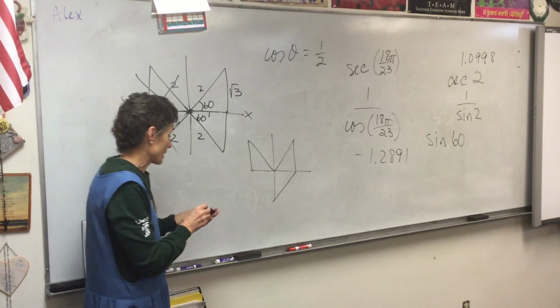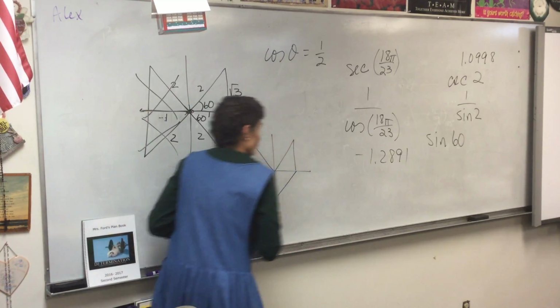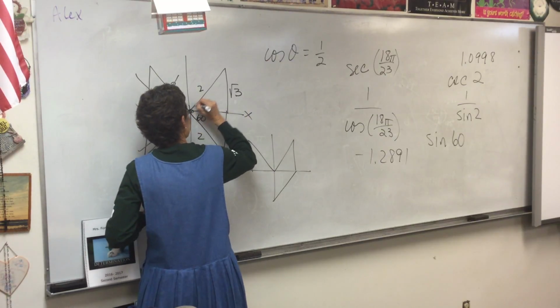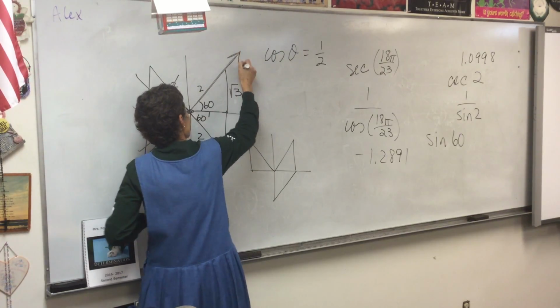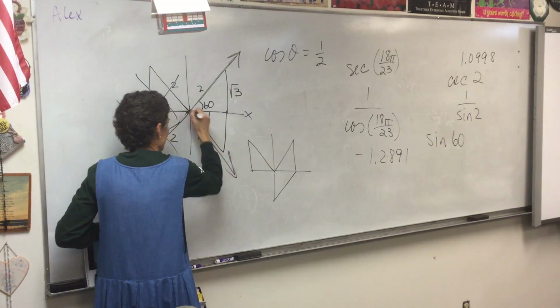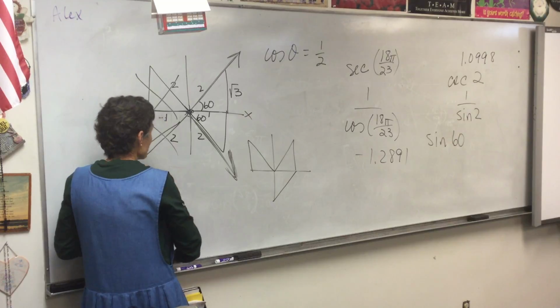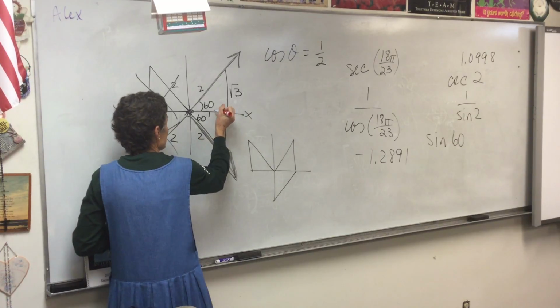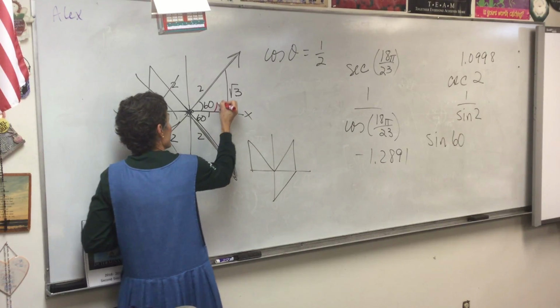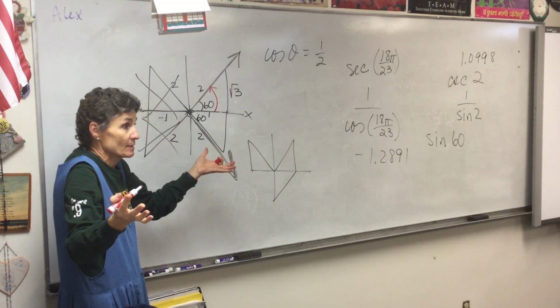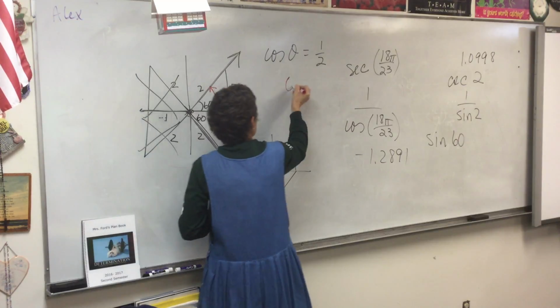Okay? Now, I need to answer the question. When you drew the triangles, these are the actual angles, these diagonal things coming out of here. So you need to tell me, start right here, go to the first diagonal line. How many degrees is that? 60. So one of your answers is 60.